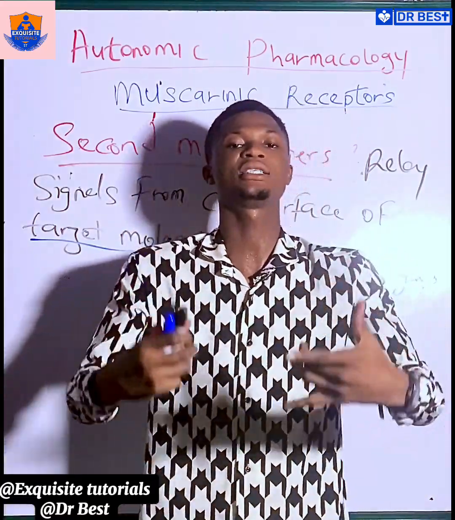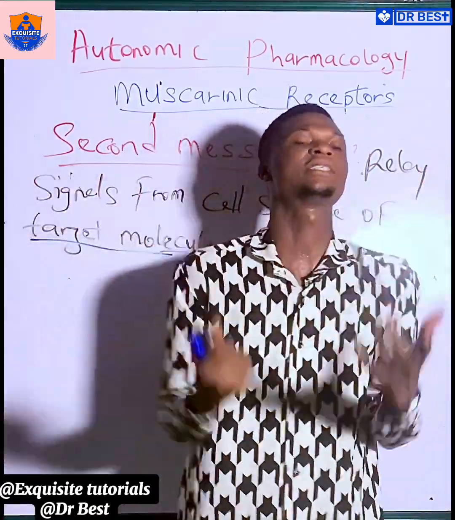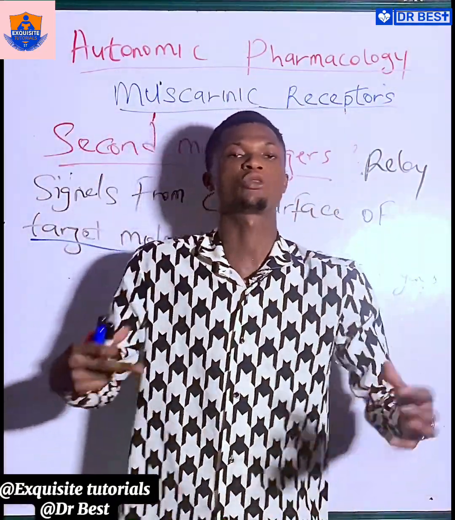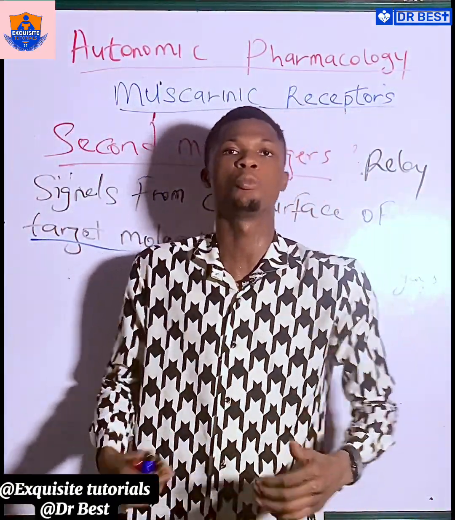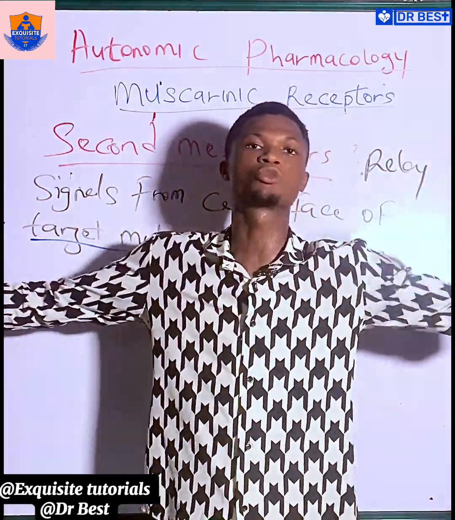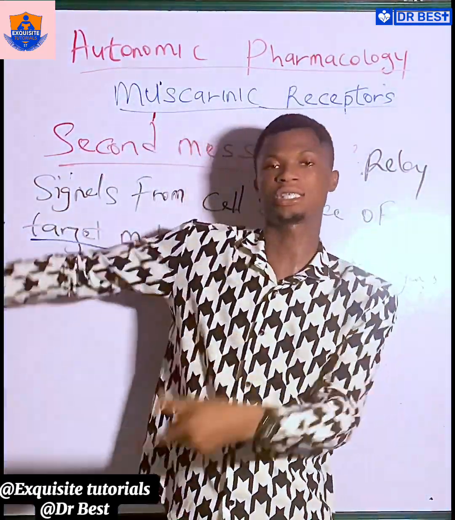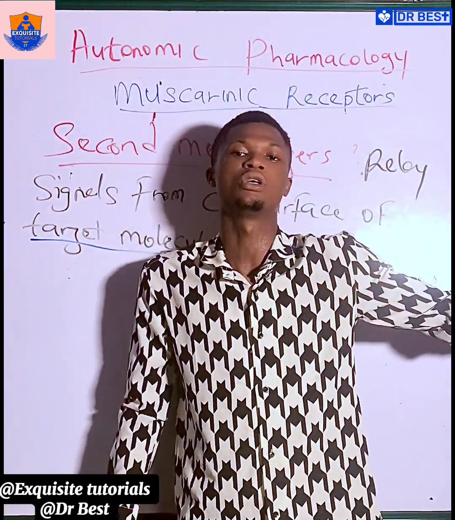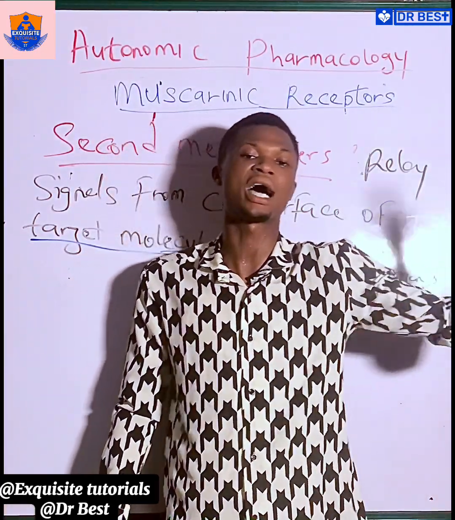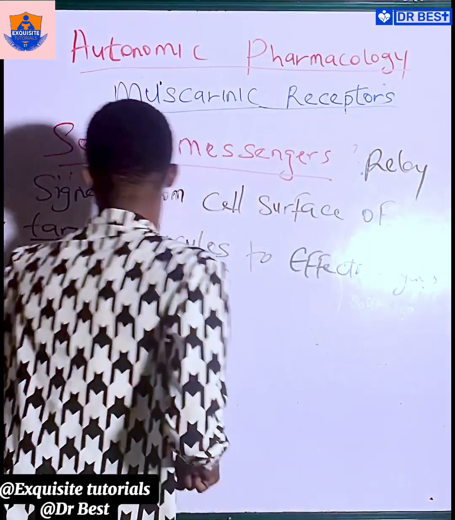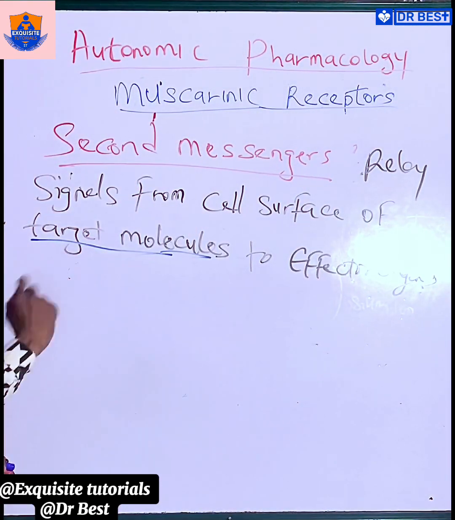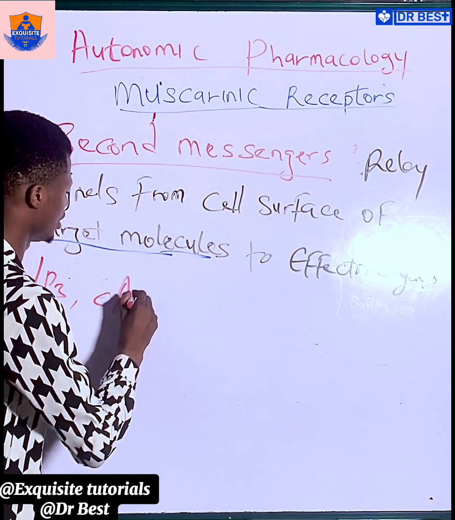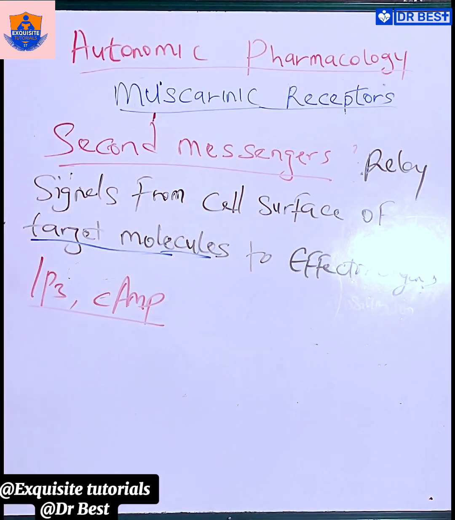So Google in this sense is acting as a second messenger. It does not have any information of its own. It does not have any effect on its own, but it's in between. It relays information or signals from the target organs to effector molecules or effector organs, the organs that will carry out the effect. So examples of these second messengers are IP3, we have cAMP, etc.